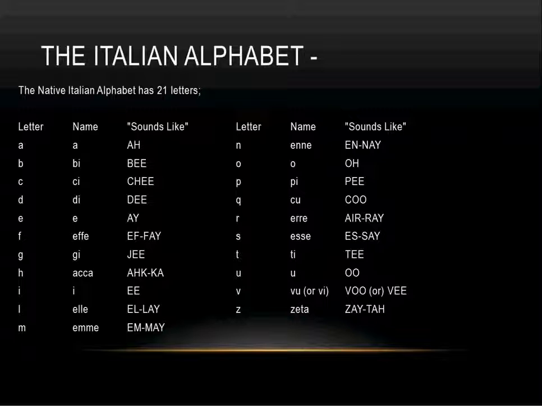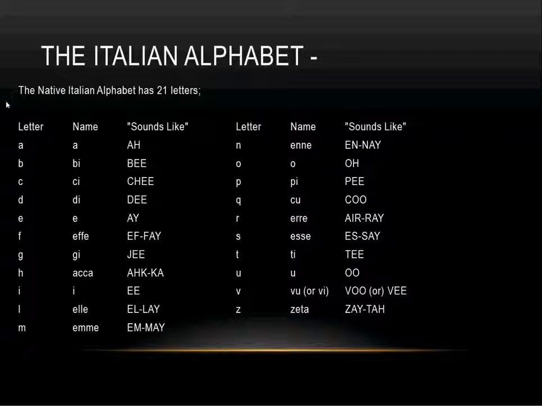The Italian alphabet. The native Italian alphabet only has 21 letters. In the chart below, you'll see I have the letter here, which is the English letter, the Italian name for that English letter, and then here I have a sounds like column. Now this isn't what the letter necessarily sounds like in use. This is what the name of the letter sounds like.